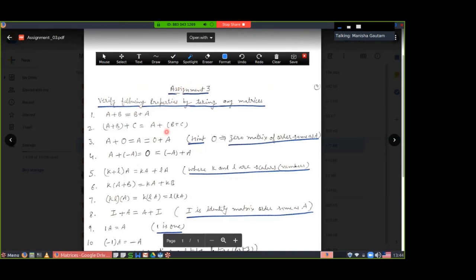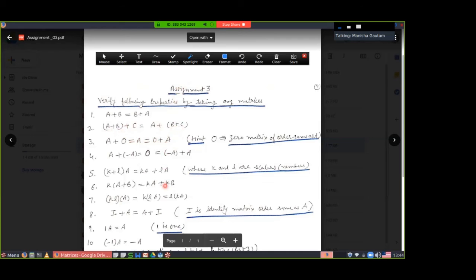Here, first of all, on the left hand side you have to add A plus B. The answer of A plus B is added to C. On the right hand side, first of all, you have to add B and C. The answer of this is added to A. Then you will get both sides' answers the same. These properties you have to verify in your notebook by taking any matrices, and you will get left and right both sides equal in each case.